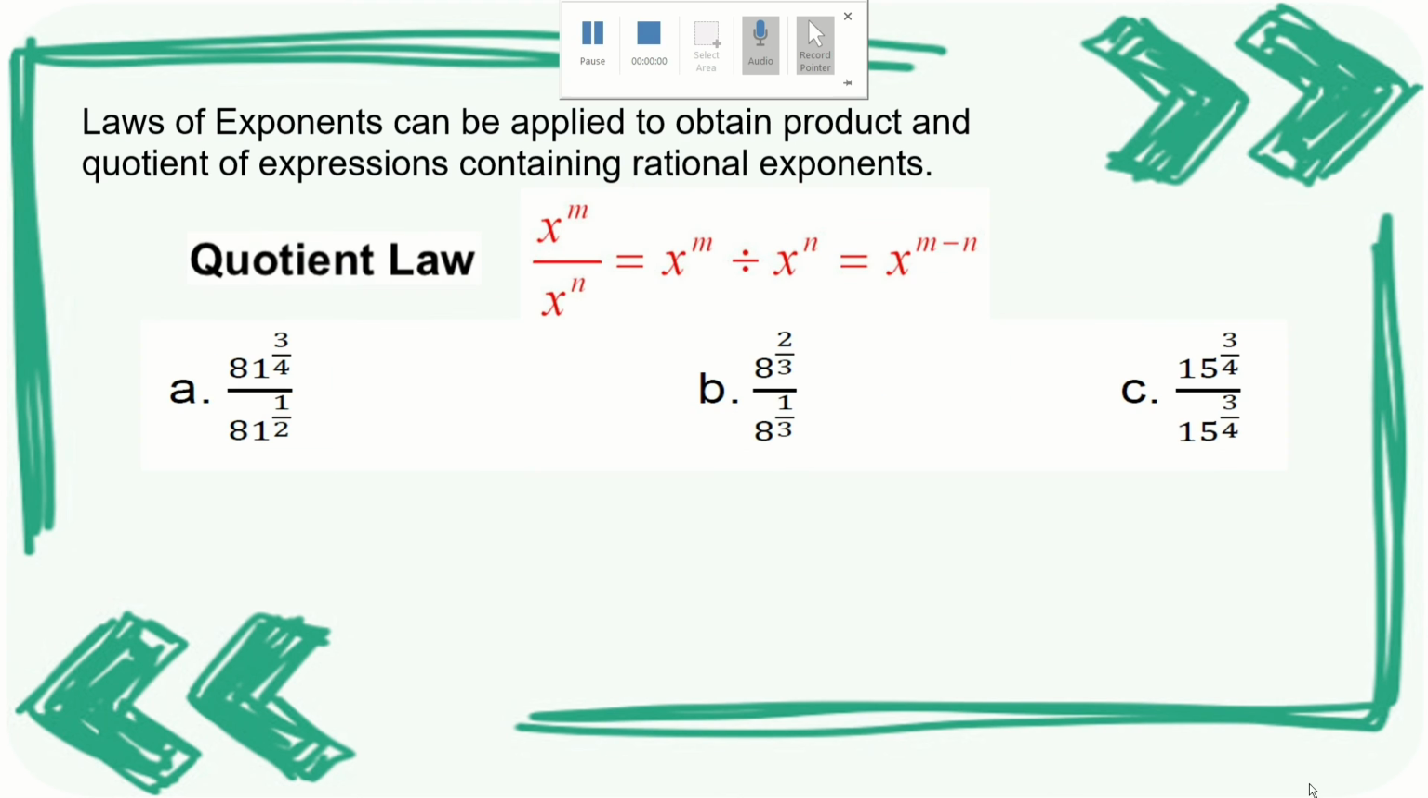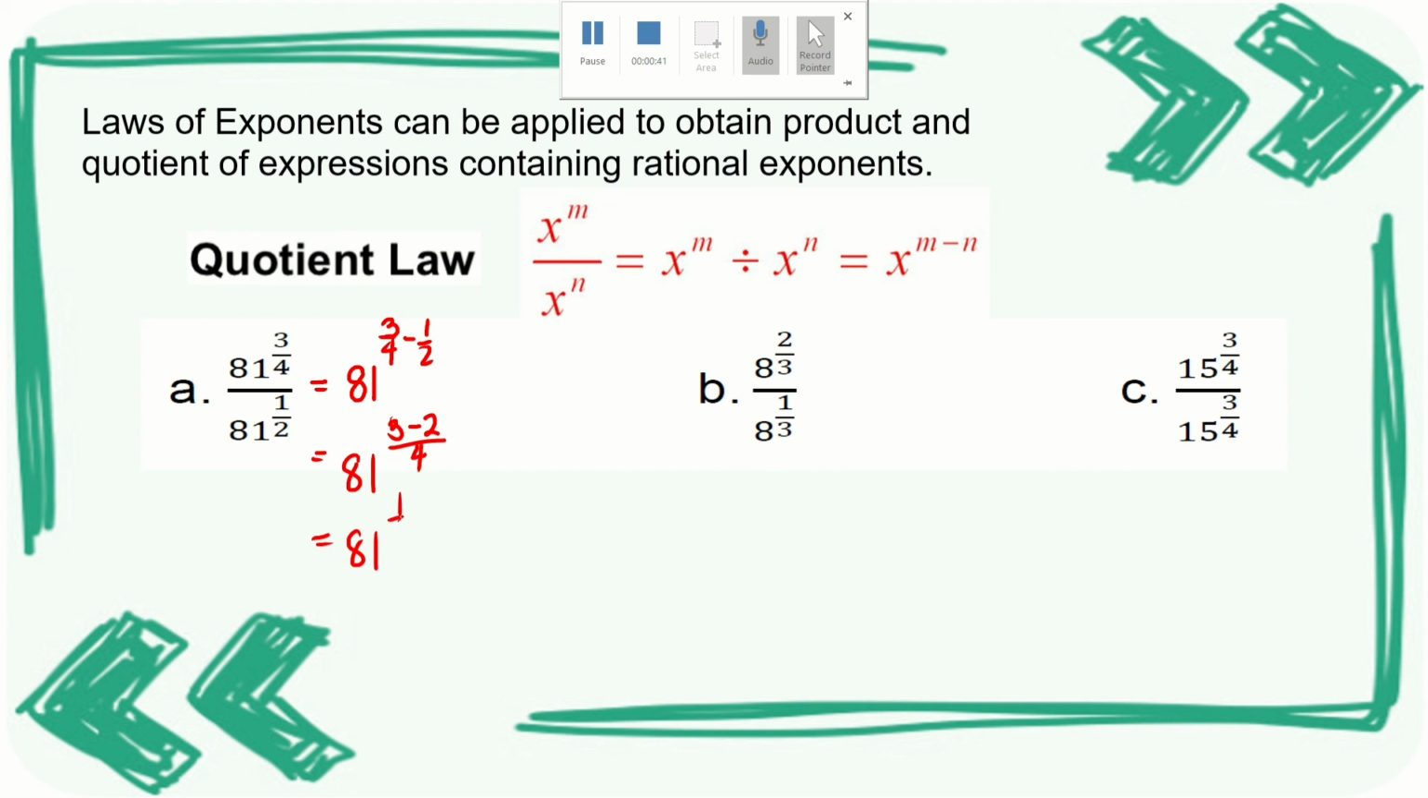containing rational exponents. We can also apply the quotient law in fractional exponents. So if you still remember the quotient law, that's x raised to m all over x raised to n is equal to x raised to m minus n. So in our example number 1, we can solve this as 81 raised to 3/4 minus 1 half. So first we get the LCD of 4 and 2. The LCD is 4. So 4 divided by 4 is 1 times 3, so that's 3. 4 divided by 2 is 2 times 1, so minus 2. So simplify it, we have 81 raised to 1/4.